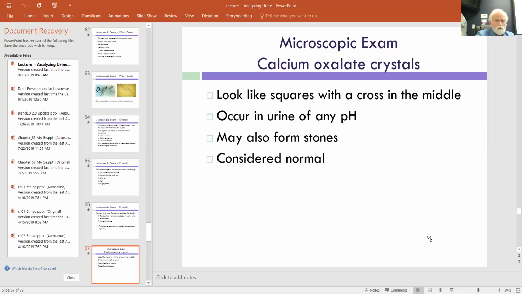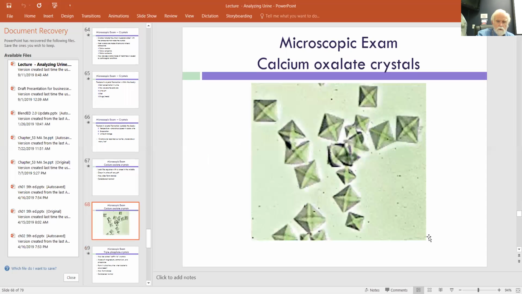Calcium oxalate crystals, oxalates are not terribly soluble, so it's not unusual to see oxalate crystals. They look like a square with a cross in the middle, and that's because in reality they're octahedral. They're a double square pyramid. So if you look at it, it looks like you're looking at the edges of this, and it looks like a cross, literally, like that. So that is almost always calcium oxalate.